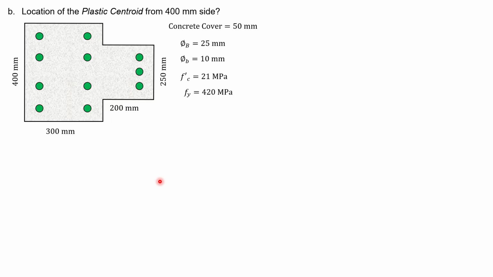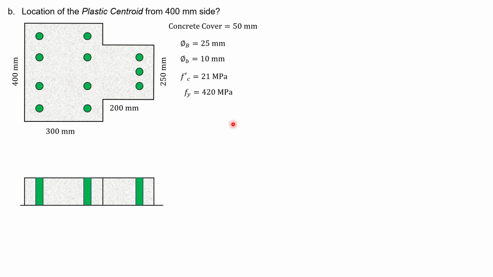Next, for the location of the plastic centroid, again from the 400 mm side. Okay, we need the rebars here. So for this figure, I already removed all the stirrups because we don't need them anyway. The concrete cover is given as 50 mm, diameter of the main bar is 25, diameter of the smaller bar or the ties is 10 mm, F prime C is 21, then Fy is 420. Say for example, this is the elevation view of this column. So we have here 3 layers of rebars.